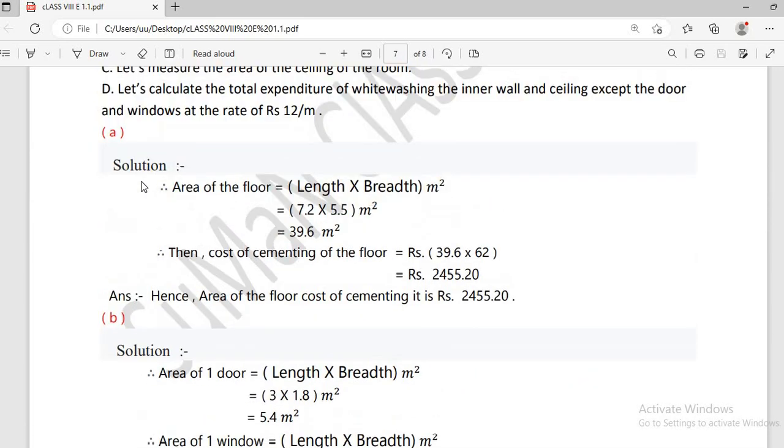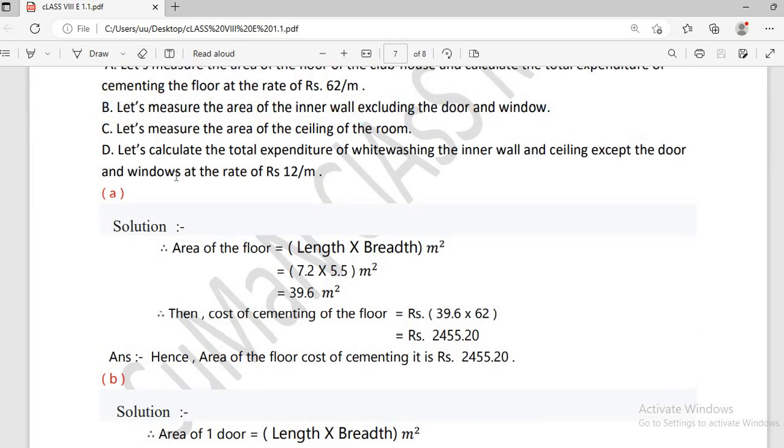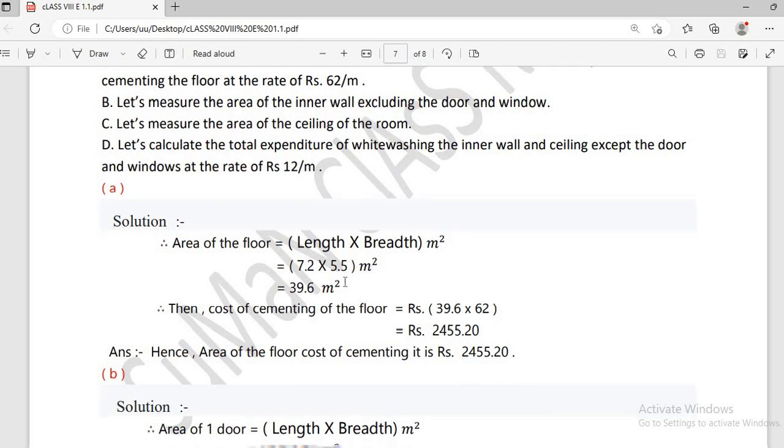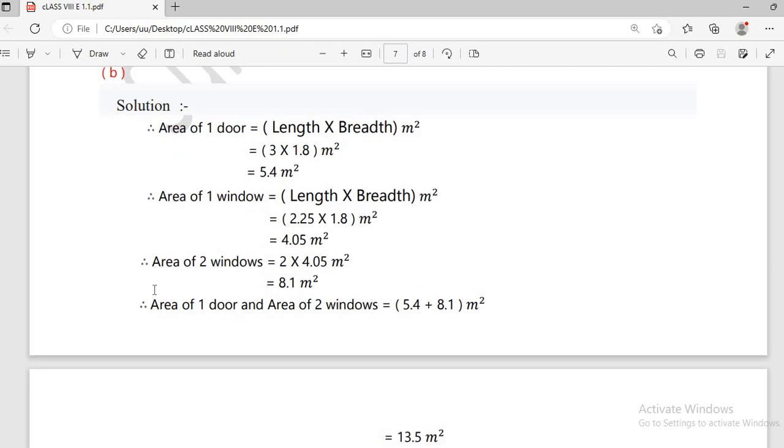Question number D. Let's calculate the total expenditure of whitewashing the inner wall and ceiling, except the door and windows, at the rate of rupees 12 per meter square.